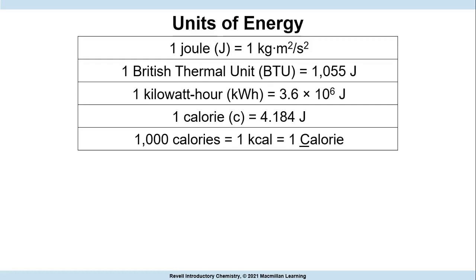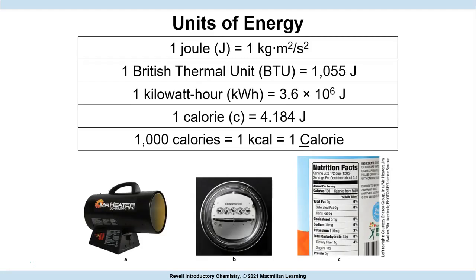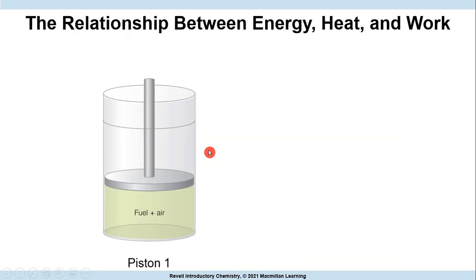Based on the circumstance that we find ourselves in, we use different units of energy. For example, if we are talking about space heaters, we are going to be talking about the British thermal unit. If we are talking about electrical energy, we are going to be talking about the kilowatt hour. And if we are talking about nutritional value, we are going to be talking about the calories, which is the calorie with the uppercase C, which is the kilocalorie or 1000 calories.